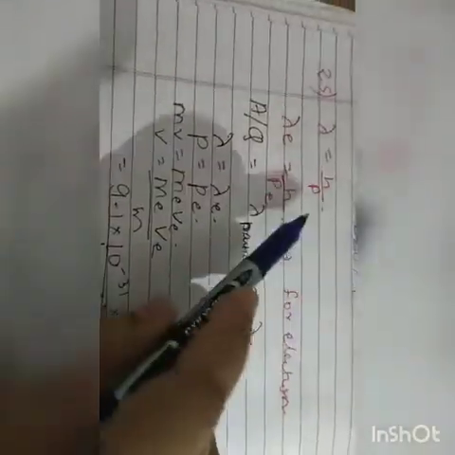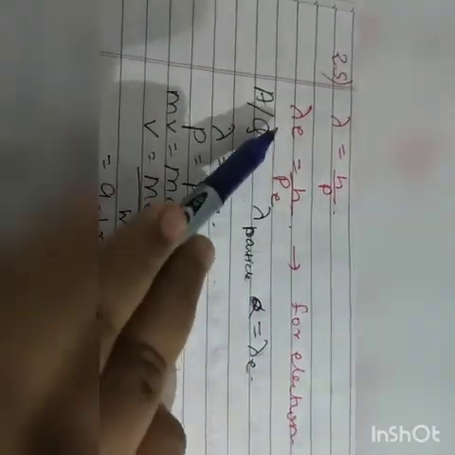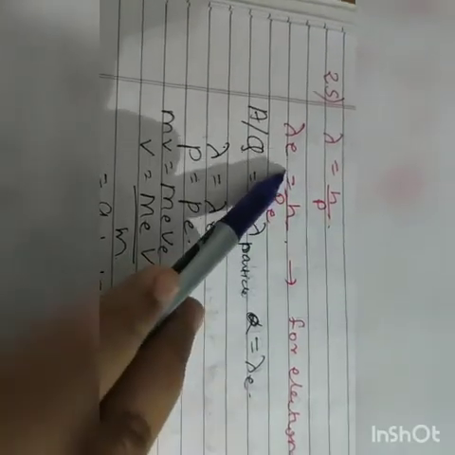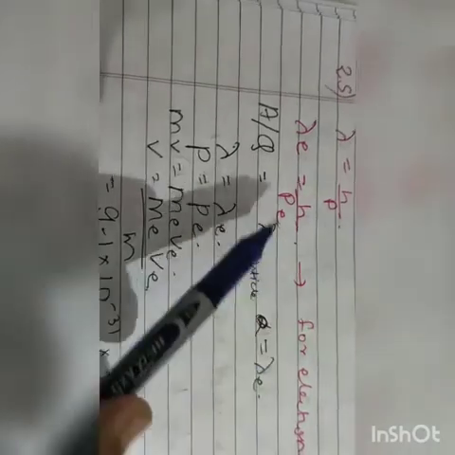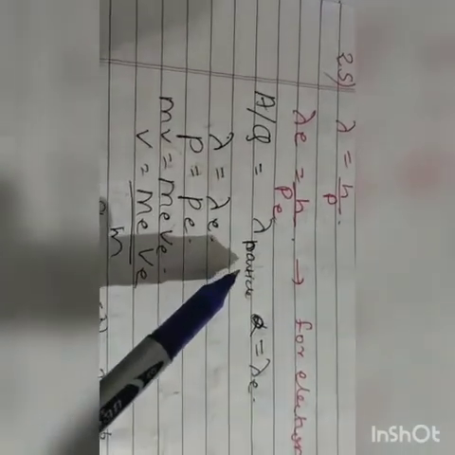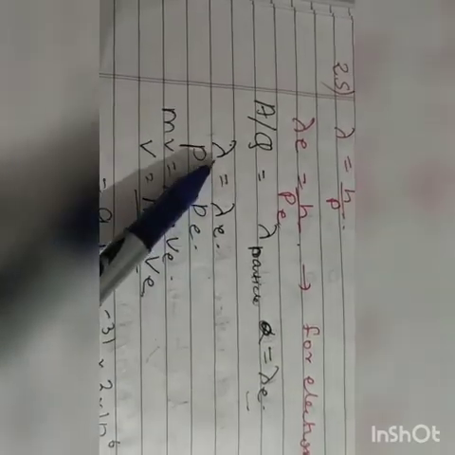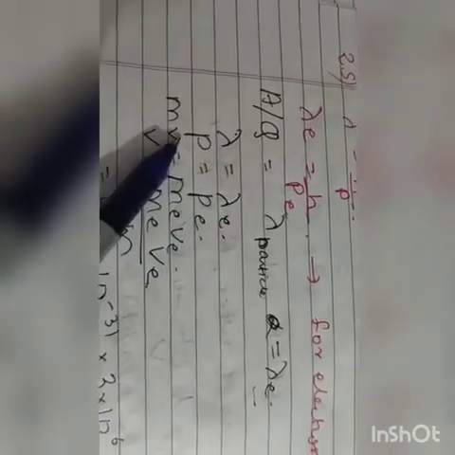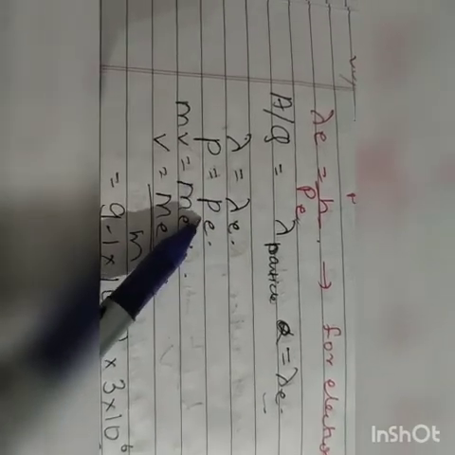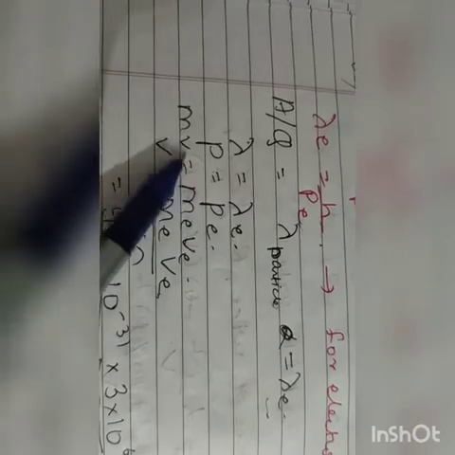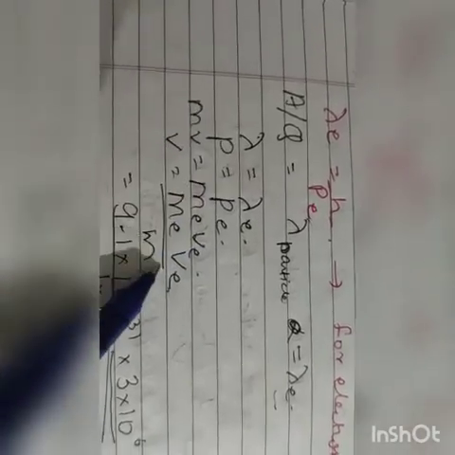Here we know that lambda is equal to h by p, where h is Planck's constant and p is momentum. So lambda E is equal to h by pe. This is for the electron. According to the question, lambda of the particle is equal to lambda of the electron, and momentum of the particle is equal to momentum of the electron. So mv is equal to me ve. This is for the particle and this is for the electron. So v is equal to me ve by m.